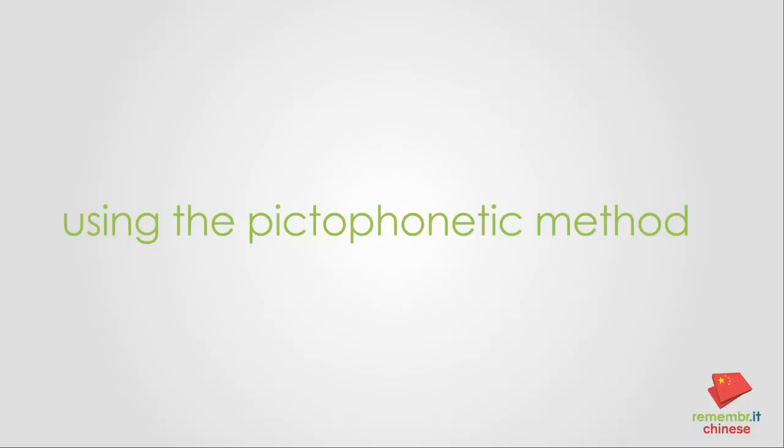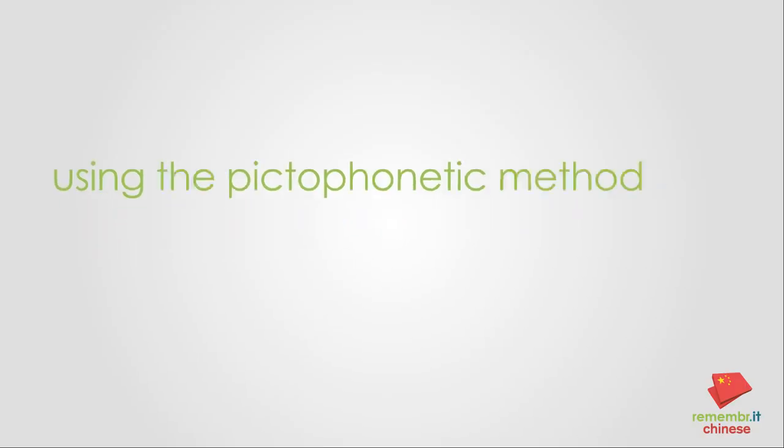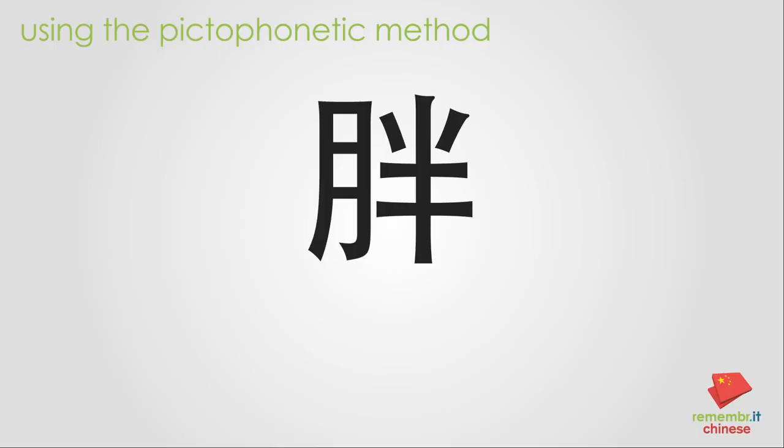Because of this phonetic drift, we can't work out the pronunciation of a new character just by looking at it. However, understanding the pictophonetic method is still useful because it allows us to make sense of characters. Let's see how it would help us remember this character. The first step is to locate the radical. Here, it's the meat radical on the left.